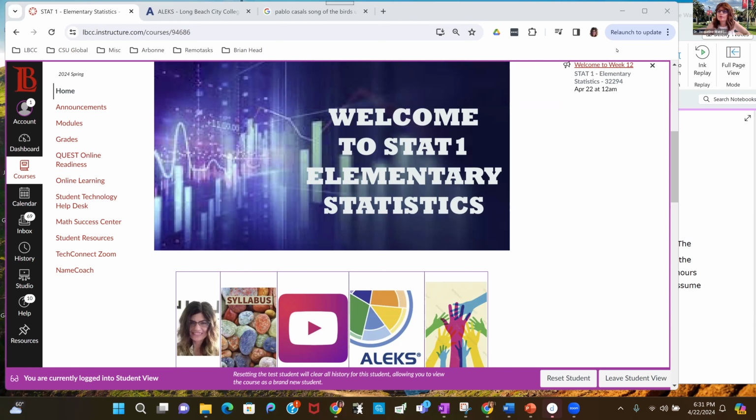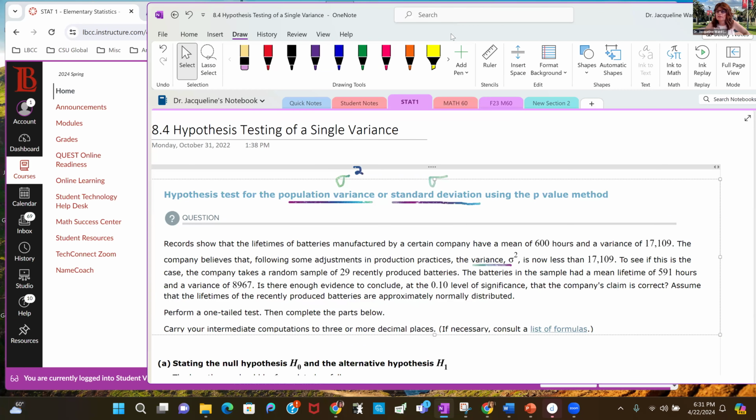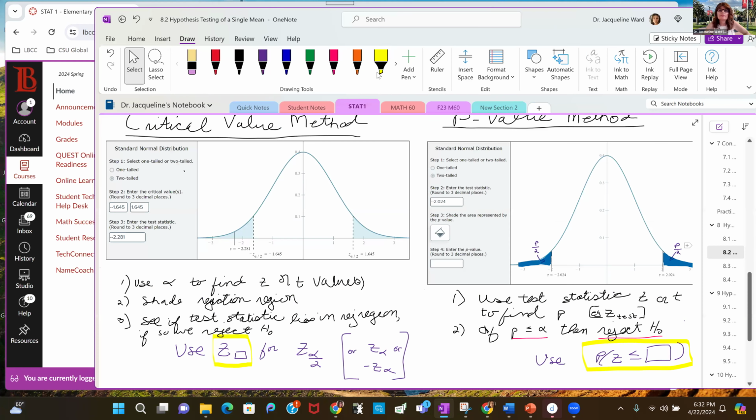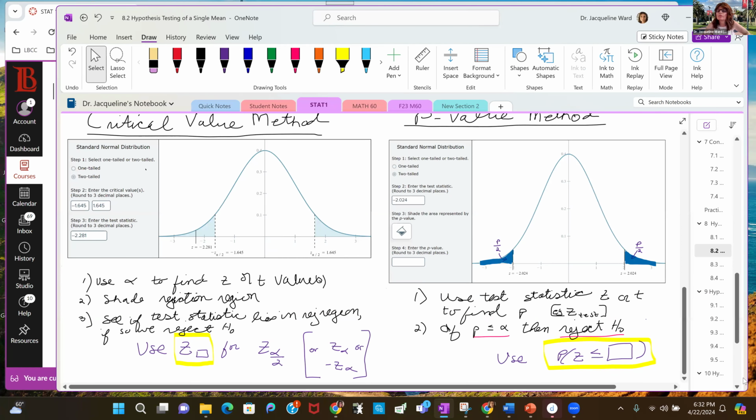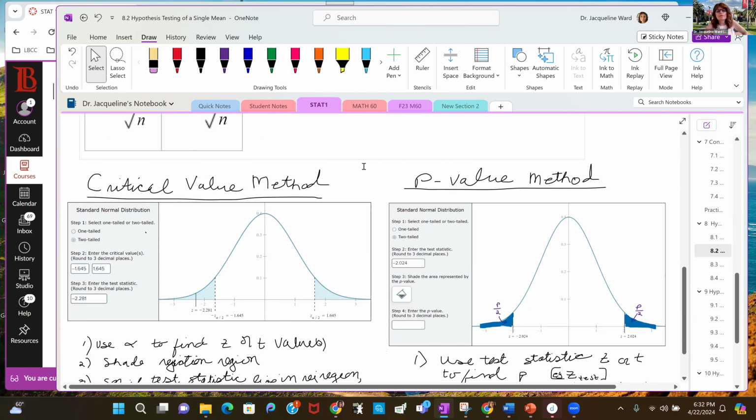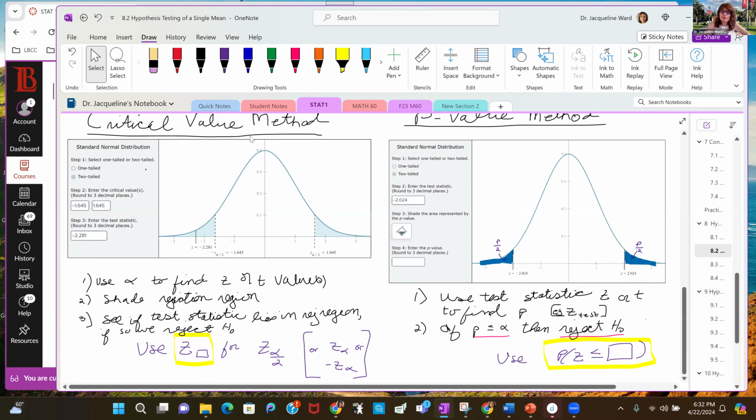All right, so we're moving along in chapter 8. And to remind us of what we were doing last time, we had learned how to do a hypothesis test of a single mean using two different methods, a critical value method and a p-value method.